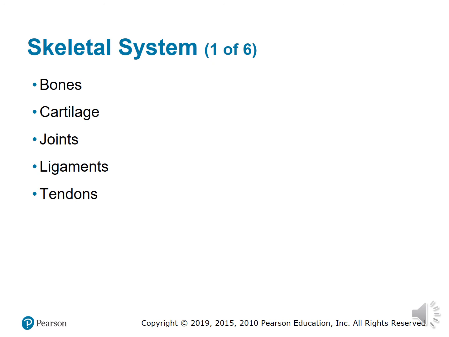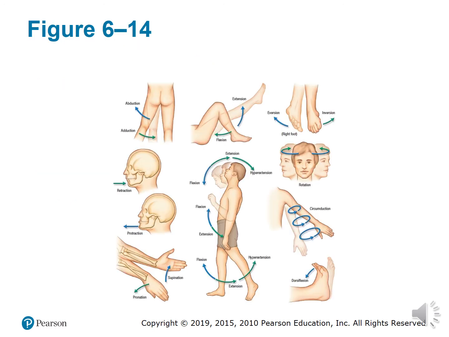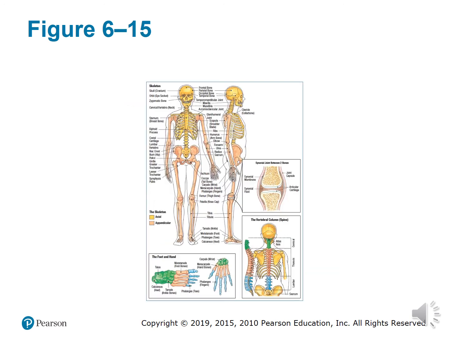All right. Now we're getting into the skeletal system. We have your bones, cartilage, joints, ligaments, and tendons. Here you see the different ranges of movement and the terminology associated with them. So this is what the skeletal system looks like, your different bones.